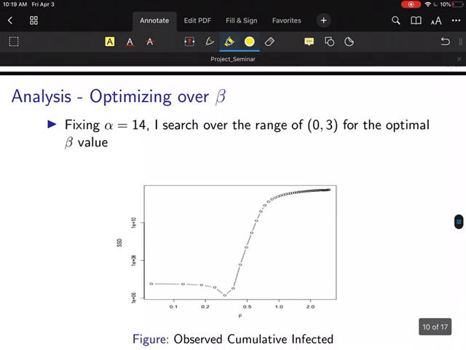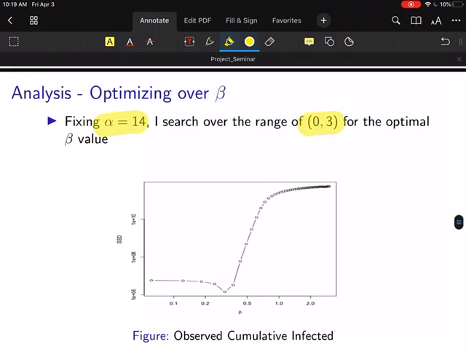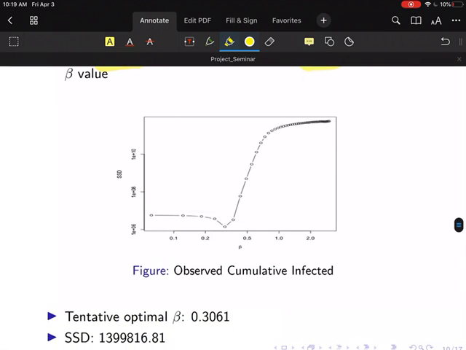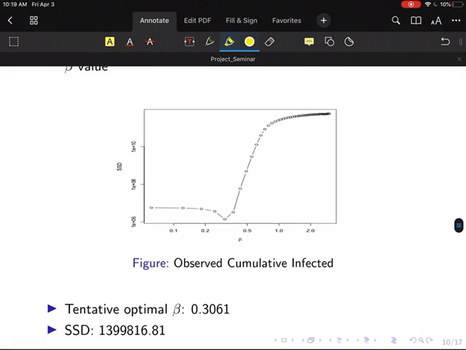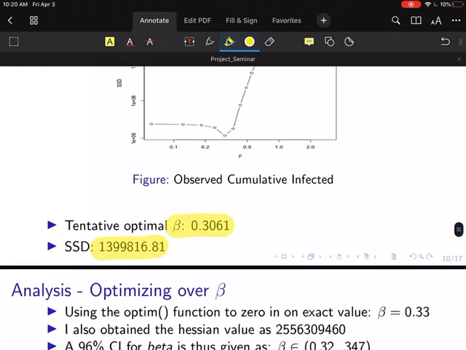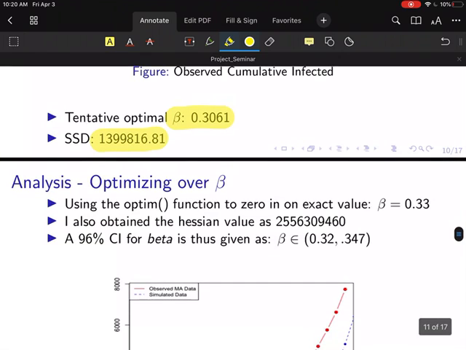So as a way of initial analysis, I fix my alpha to be equal to 14. I decide to optimize beta over the range of values from 0 to 3, and the minimum sum of square deviation occurred at approximately 1.4 million, and the tentative optimal beta value there is 0.3061. Right. So I decided to use the optimize function in R to zero in on the exact value, and using this function, I realized that the exact value is actually 0.33.